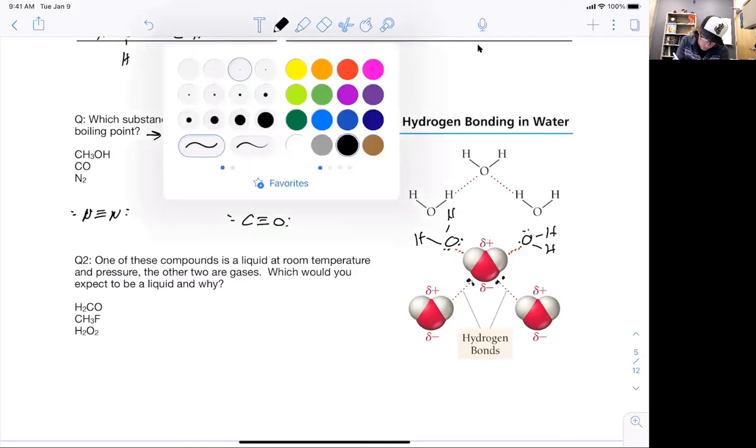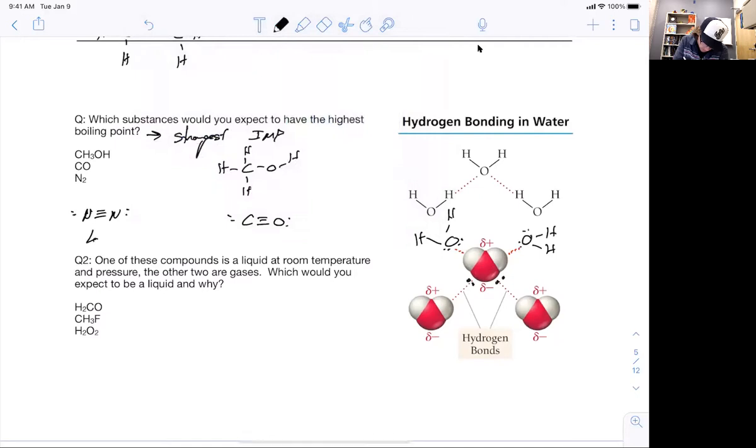Well, actually, you would expect them to sort of go in this order. This would be the lowest. This would be the middle. This would be the highest. How come I said that? Well, first, you might want to look at whether it's polar or not. So N2, those are the same atoms. So that's definitely non-polar. What's its intermolecular force? It's just dispersion. What about carbon monoxide? Well, the CO bond is polar, 3.5, 2.5.